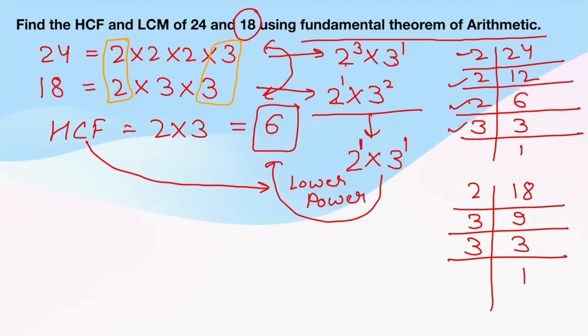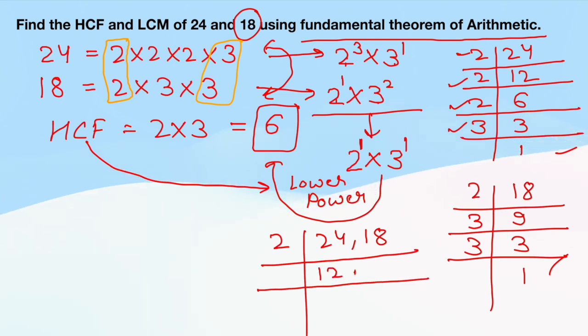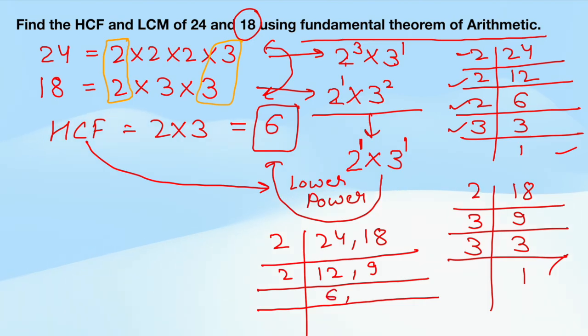Again there are two methods. Either we can find it like this: I can take these two numbers 24 and 18 and divide by 2, it will become 12 and 9. Again divide by 2, it will become 6 and 9.